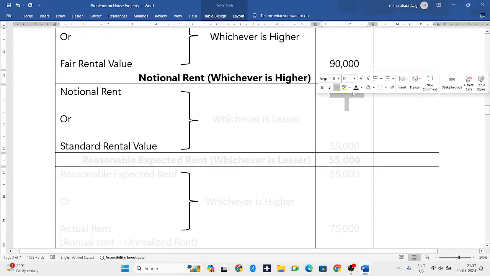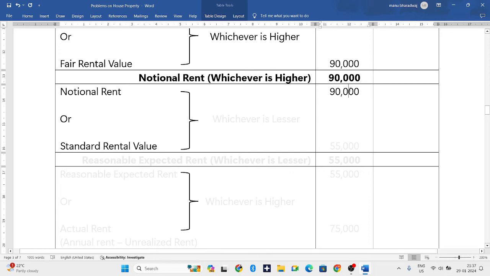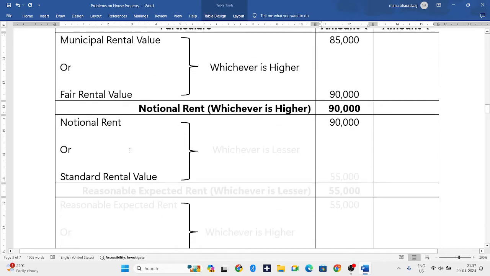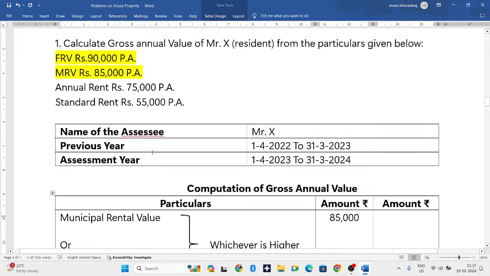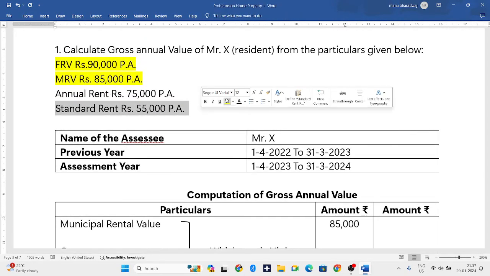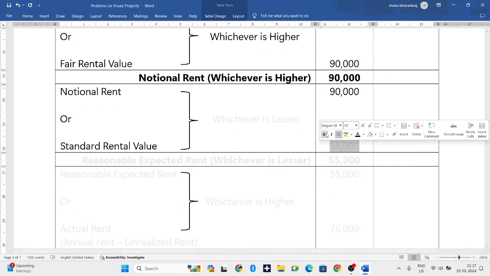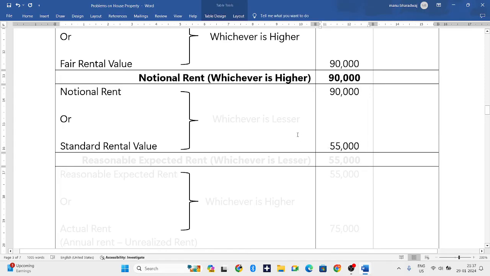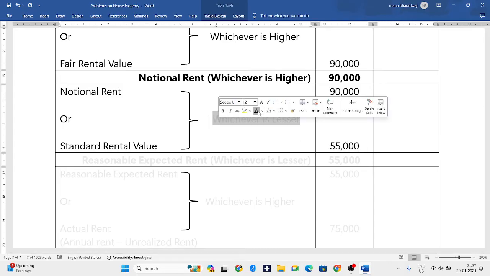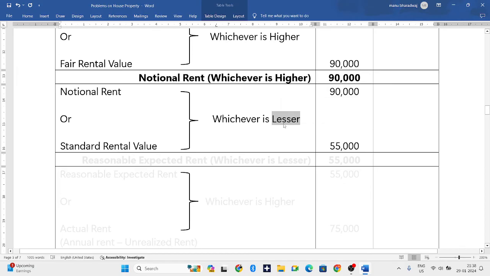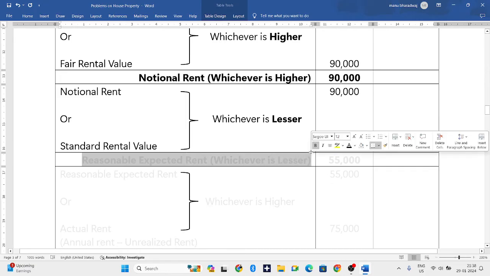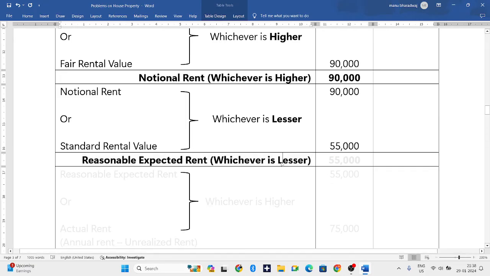So notional rent we have found out, it is 90,000. So let us check for standard rental value in the question. Standard rent they have given 55,000 per annum. So out of these two, whichever is lesser, we have to consider. Whichever is lesser will be considered as reasonable expected rent.